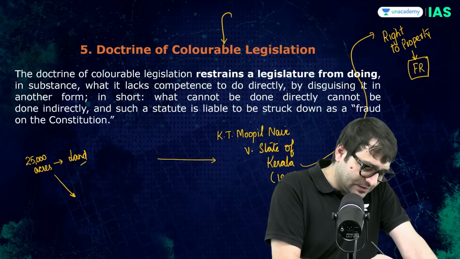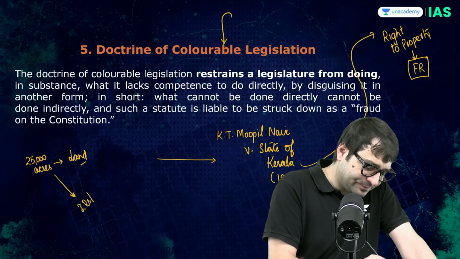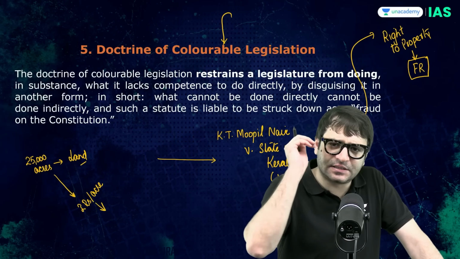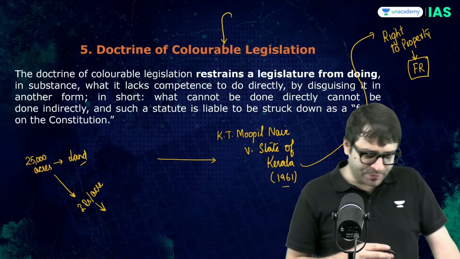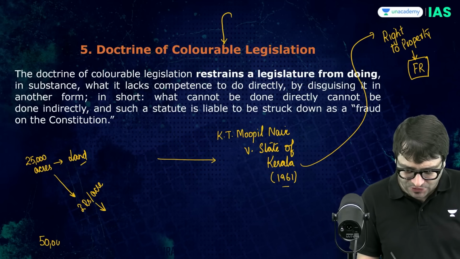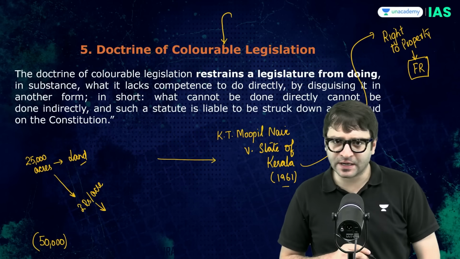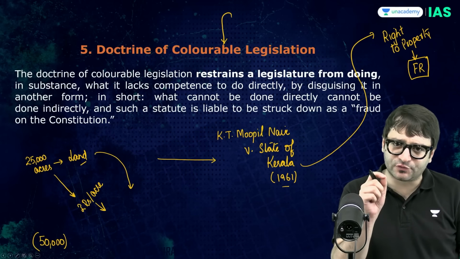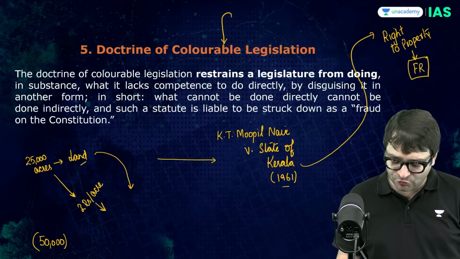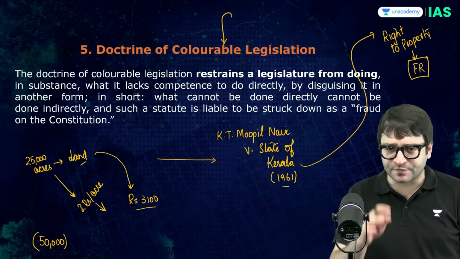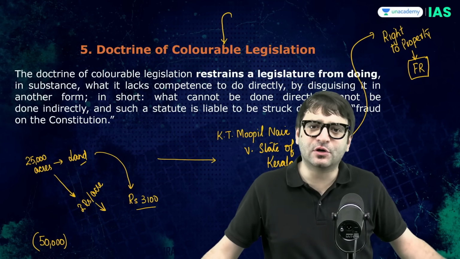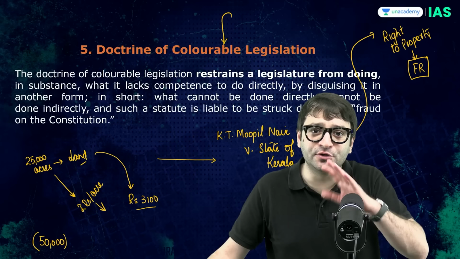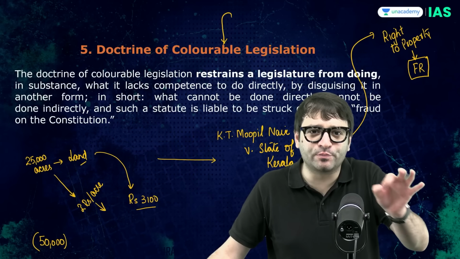And on that, 2 rupees per acre was some sort of a tax imposed on this land, which means this individual had to pay 50,000 as tax. Right or wrong? Right. But despite the fact that he was in possession of 25,000 acres of land, he could only get revenue of 3,100 rupees from this land. Why? Because the majority of this land was barren, not productive land, not put to productive use.